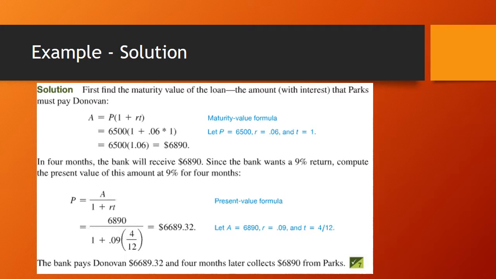We're going to take $6,890, that's what the loan is going to be worth in the 4 months. On the bottom, we're going to have 1 plus rate, which is 0.09, 9%, times time. The bank won't be able to collect for 4 months, so 4 out of 12. And we get $6,689.32. So in giving her that, they will have made 9% back in the 4 months on that money by getting the $6,890.